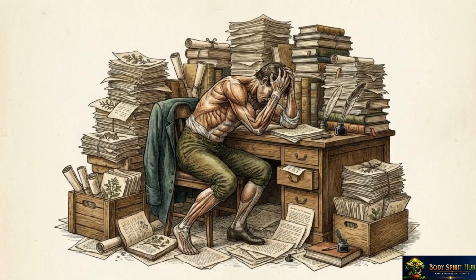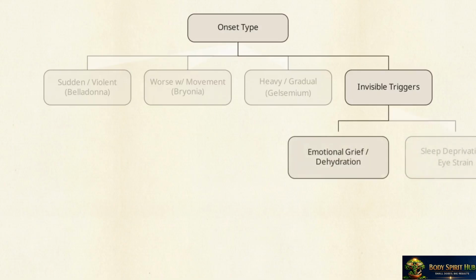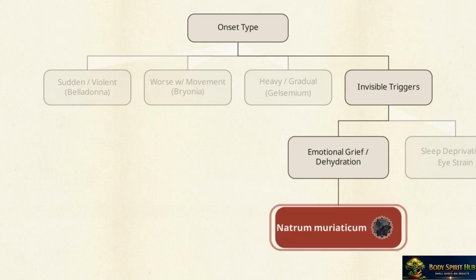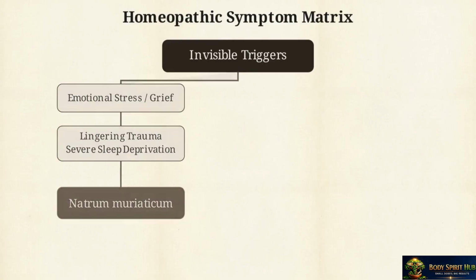Some headaches are triggered by entirely invisible factors, like severe psychological stress or digestive overload. This final branch of the matrix tracks these invisible triggers. If you experience blinding, hammering pain tied to intense emotional grief or severe dehydration, the profile points to Natrum muriaticum. Natrum muriaticum addresses the specific physiological burnout caused by suppressed emotional strain, lingering trauma, and severe sleep deprivation.